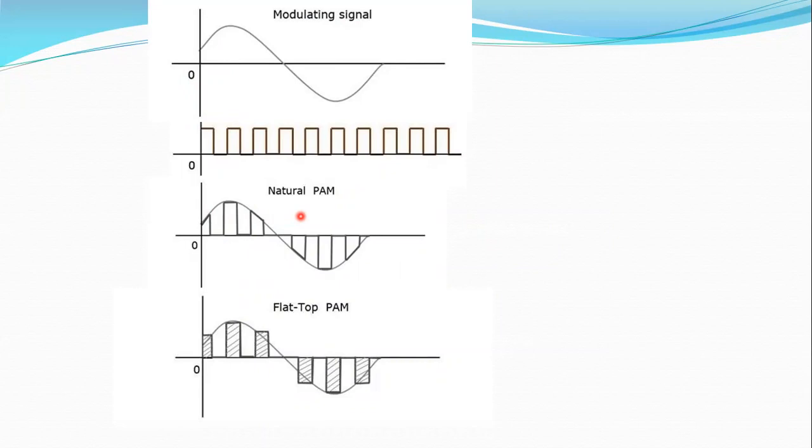The difference between natural and flat top sampling is that in natural PAM, the analog input, the sinusoidal message signal, is multiplied by a train of uniformly spaced rectangular pulses. As you can see here, this is an analog input which is multiplied by this train of uniformly spaced rectangular pulses. That is natural sampling. While in flat top sampling, the top of the samples are flat, which means they have a constant amplitude. That is the difference between natural PAM and flat top PAM.